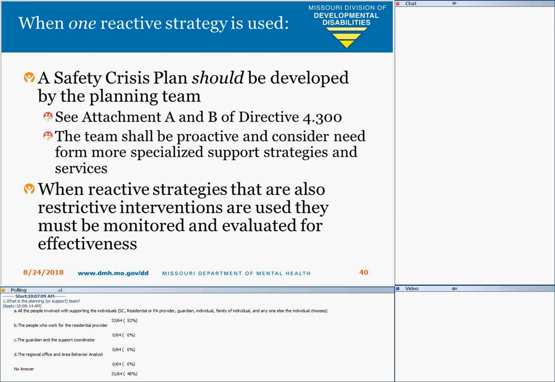So again, when you use one restrictive reactive strategy, that's your cue that you should, if you haven't before, develop a safety crisis plan. The planning team needs to be very aware of what's happening in the day-to-day life and support of the individual. And they need to be aware through documentation and data review and discussion with all of the individuals supporting and working with the person when restrictive intervention has been utilized.